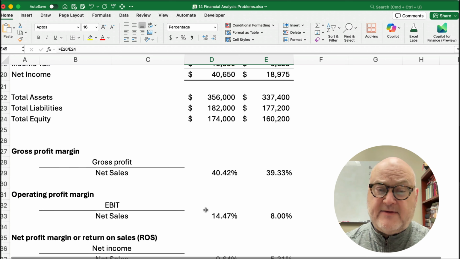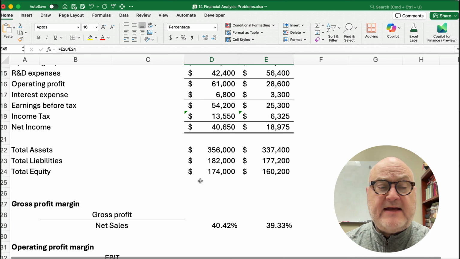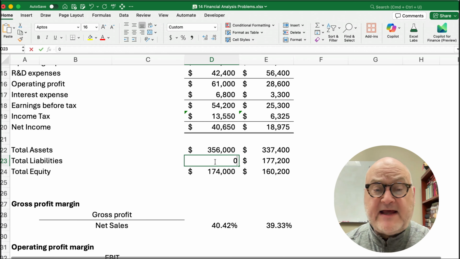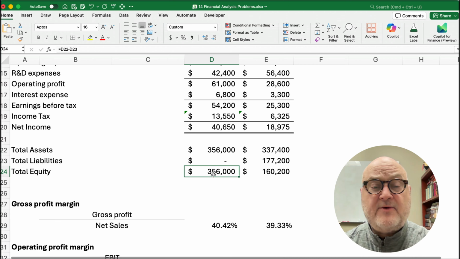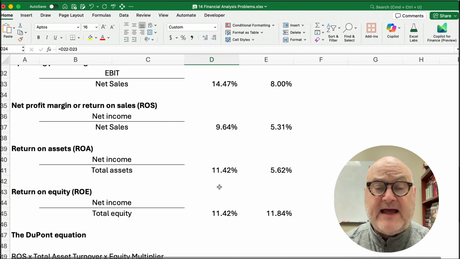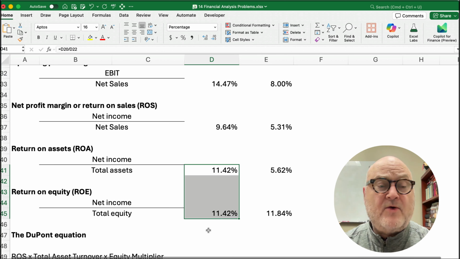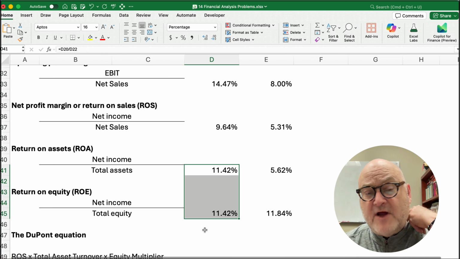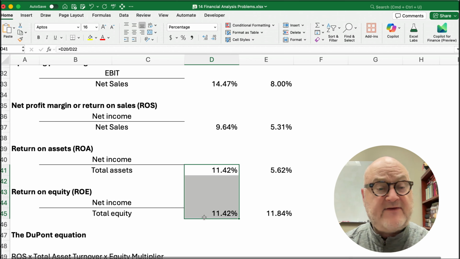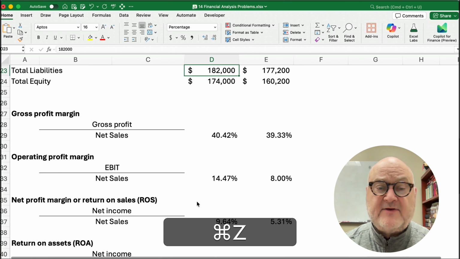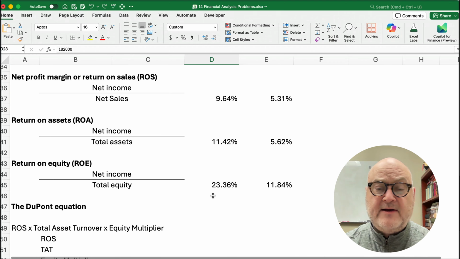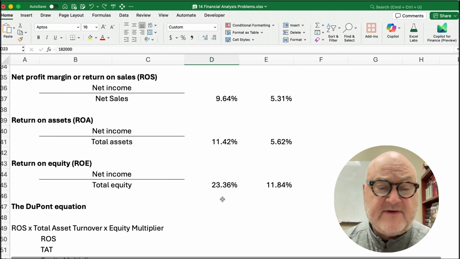Now, let's go back and think about what we have. What if you had liabilities of zero? You didn't have any debt. Well, then your equity and your assets will be the same, and your ROA and ROE will be the same, right? Typically, that doesn't happen. If you have no debt, then you'd have the same because your assets and your equity would be exactly the same number. Well, we don't have that, so let's go back and put that number there, and we've got 23.36.